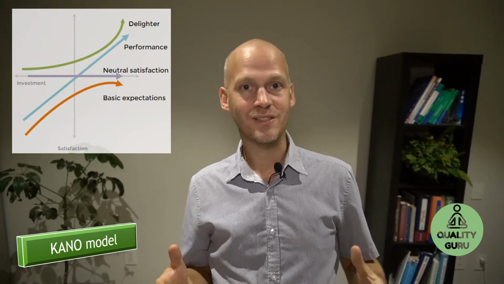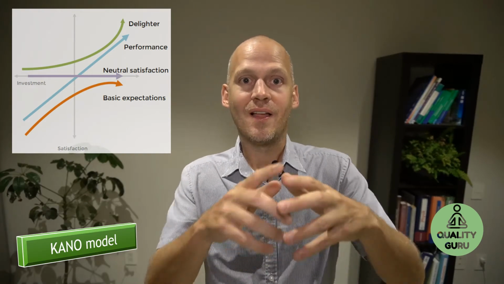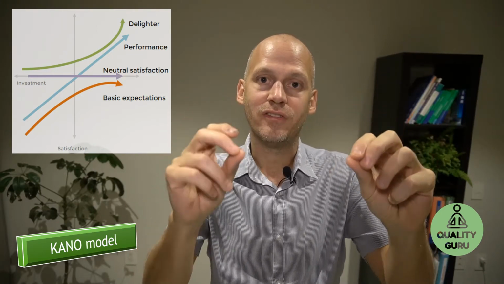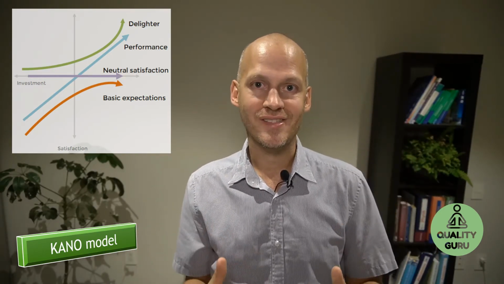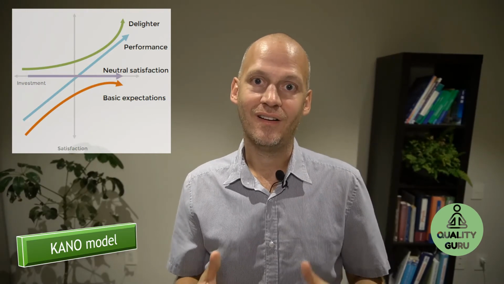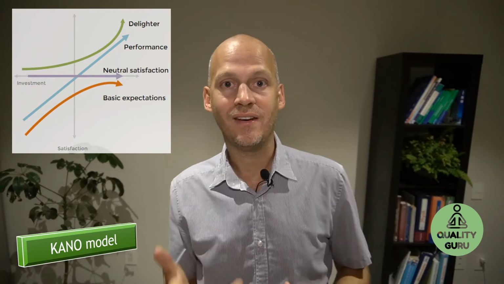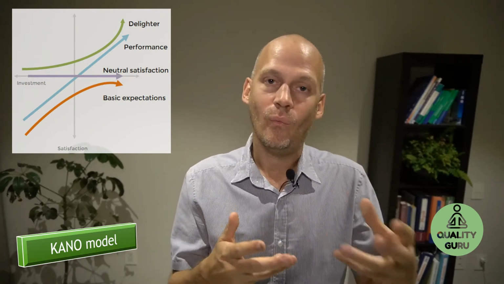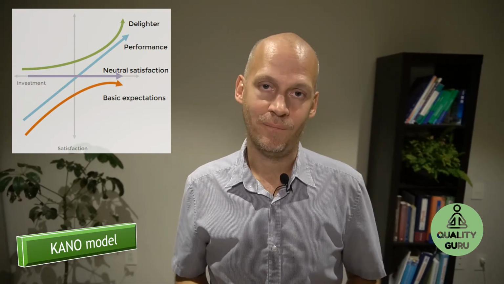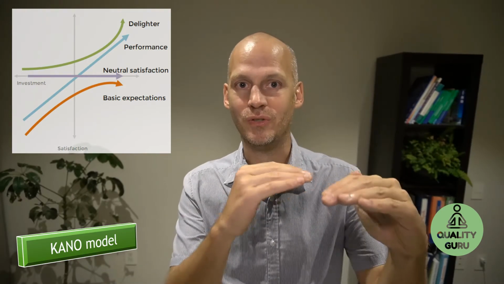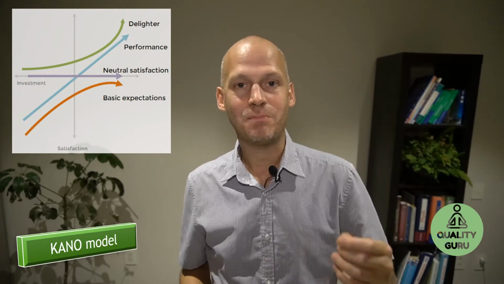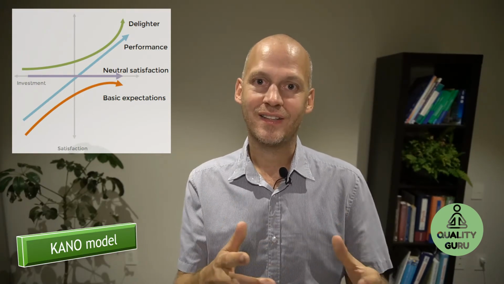The KANO model is a model we can use to analyze the customer requirements, and it's putting them into different categories. By analyzing the different aspects or factors of the requirements, we can then make a decision on which we want to pay more emphasis and focus on. And this can help us to consistently meet the customer requirements. So let me quickly explain to you what those categories are.